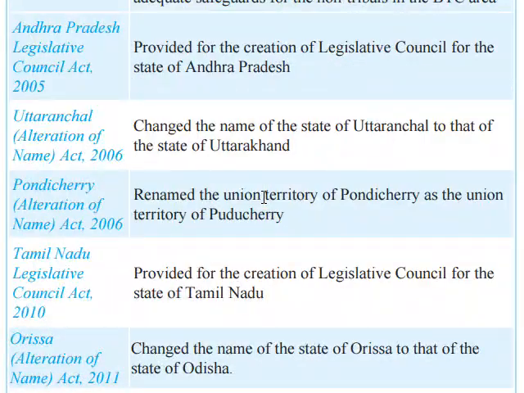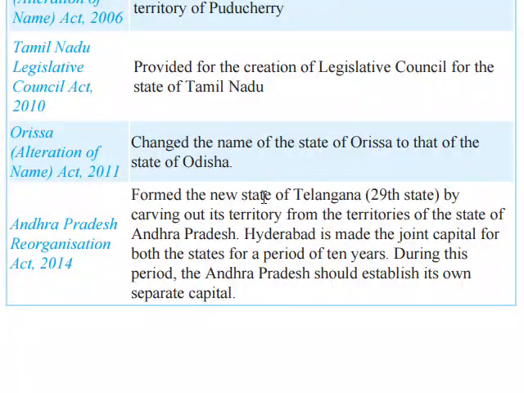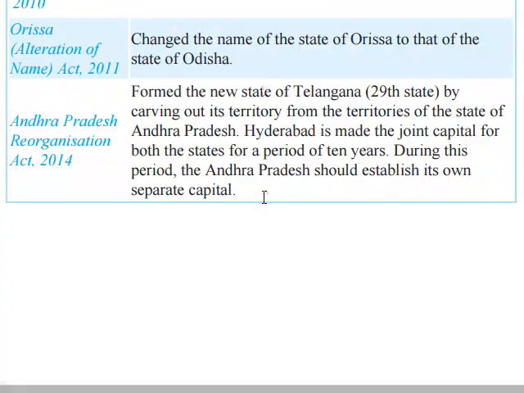Andhra Pradesh Legislative Council Act 2005 provided for the creation of the Legislative Council for the state of Andhra Pradesh. Uttaranchal Alteration of Name Act changed the name of Uttaranchal to Uttarakhand. Pondicherry was renamed Puducherry. Tamil Nadu Legislative Council Act 2010 provided for the creation of the Legislative Council. Odisha Alteration of Name Act 2011 changed the name of the state of Orissa to Odisha.